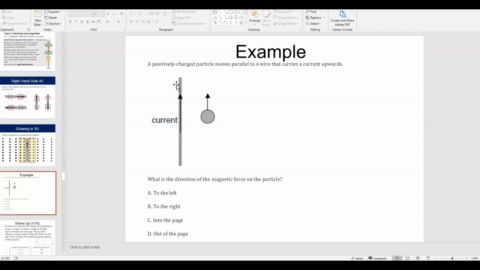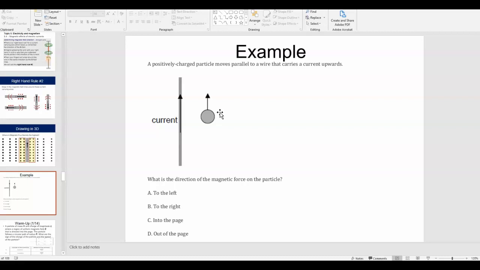Okay, so let's talk about this question. The question is asking about the direction of the magnetic force on the particle. The particle is out here to the right. Anytime you're dealing with magnetic force, you're dealing with right-hand rule number 1 automatically. That's the only right-hand rule that has anything to do with force. Okay, this particle is moving in the presence of a magnetic field.